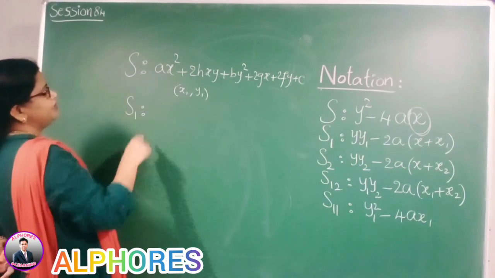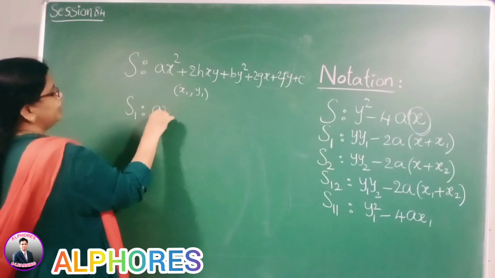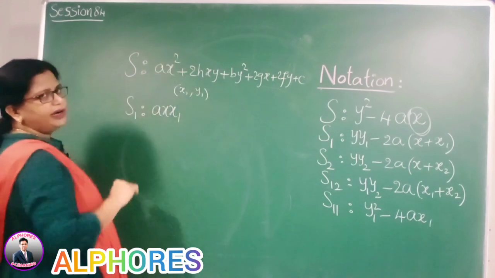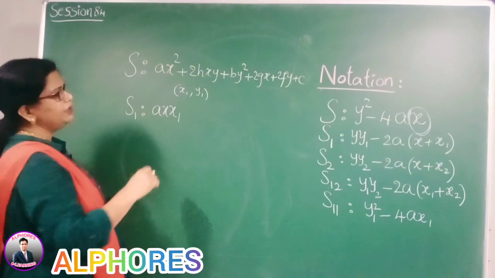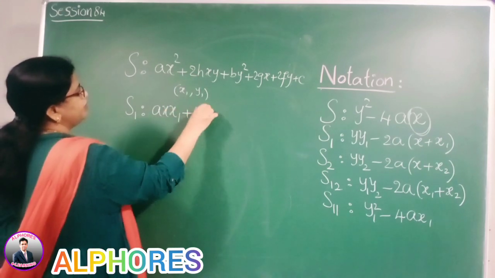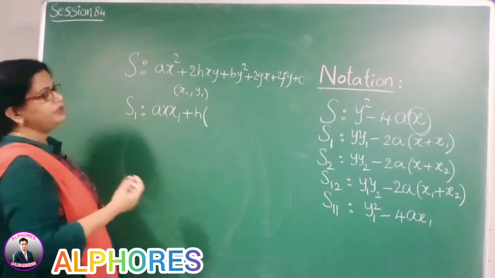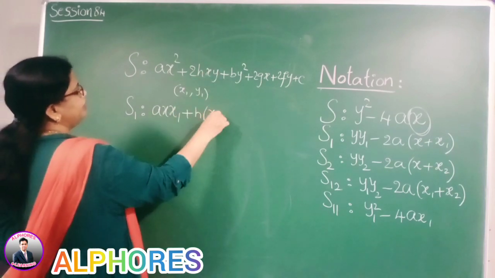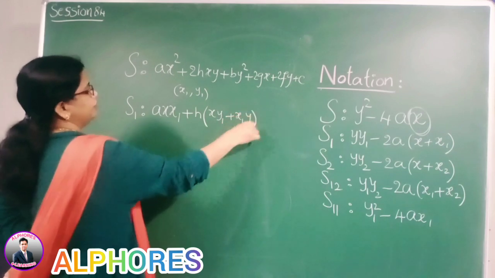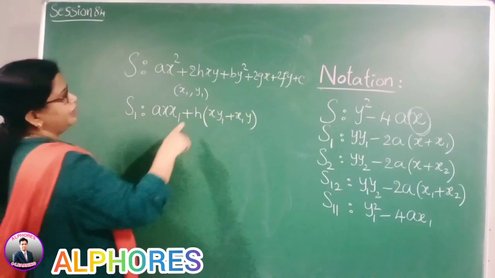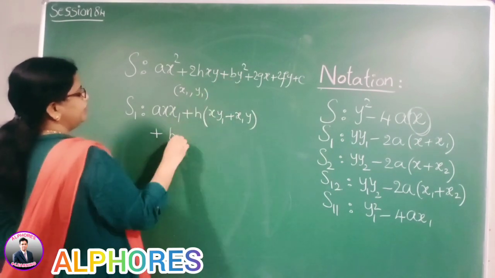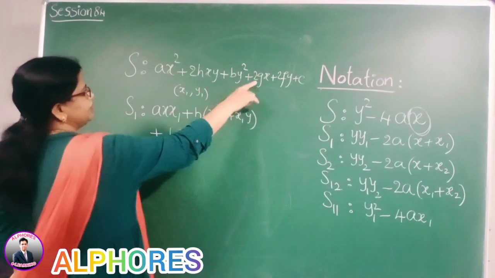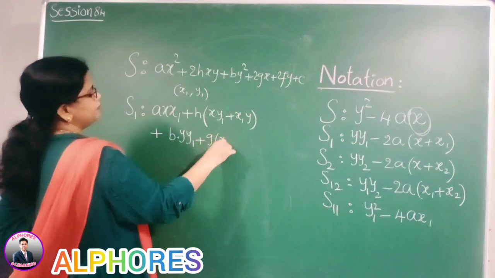So here S1 is again, second degree x squared can be written as xx1, this is the product. And next one, it is xy. So xy is coming, whenever xy both are coming, both are variables here. So take exactly half the value, h into, just like your differentiation, you remember, it is x into y1 plus x1 into y. And in this way we can write. And next value, it is plus by squared, that is b into y y1 we can write. And plus this, of course you know very well, it is g into (x plus x1).